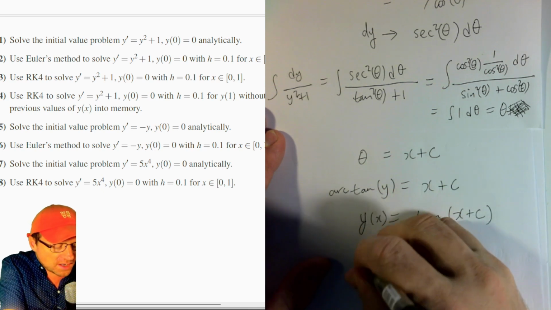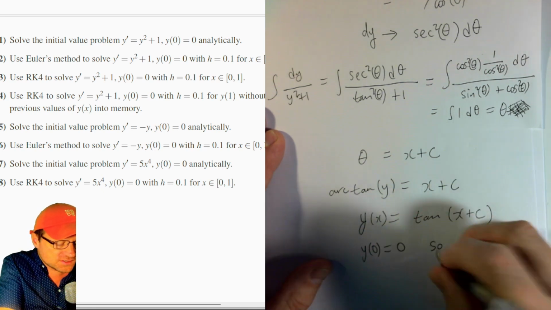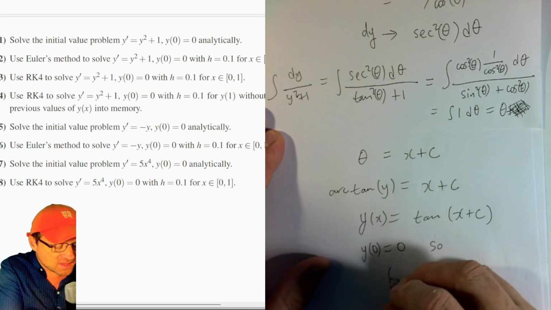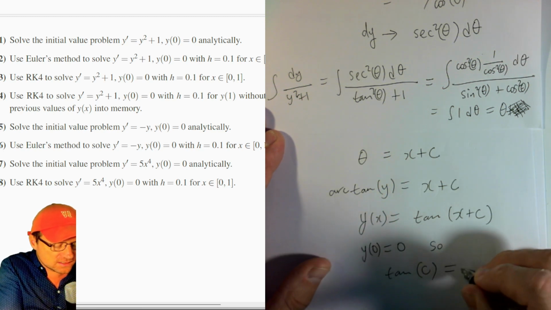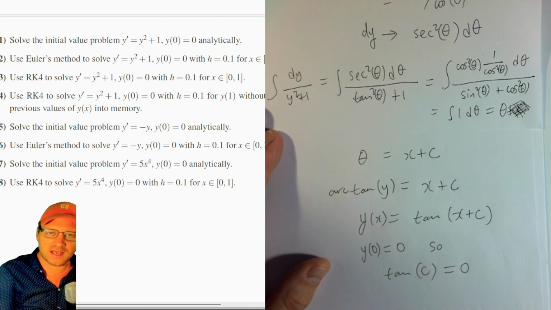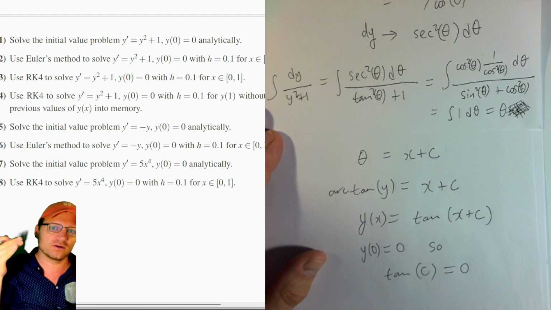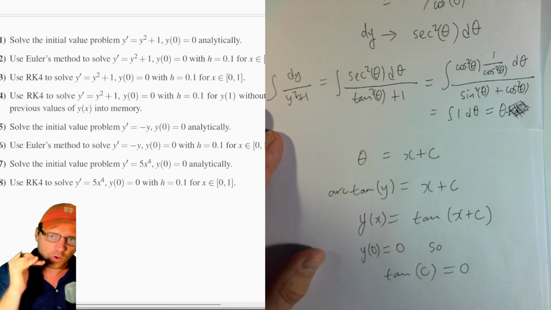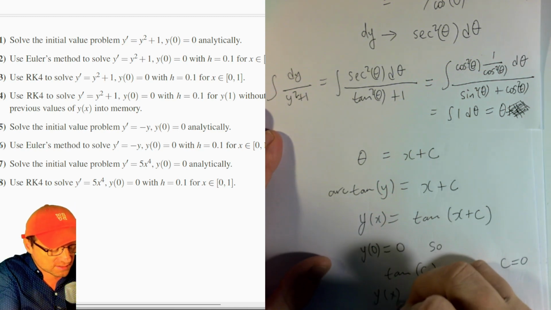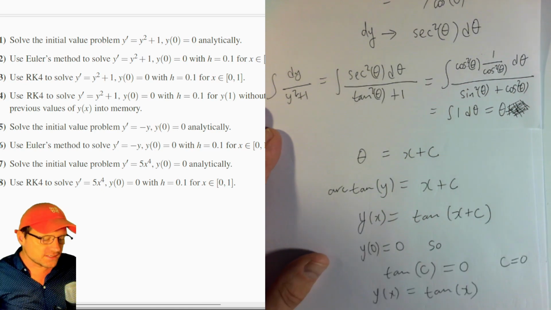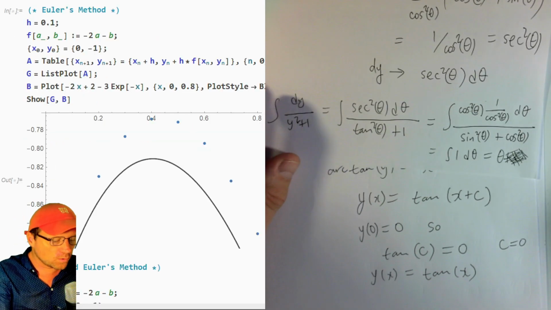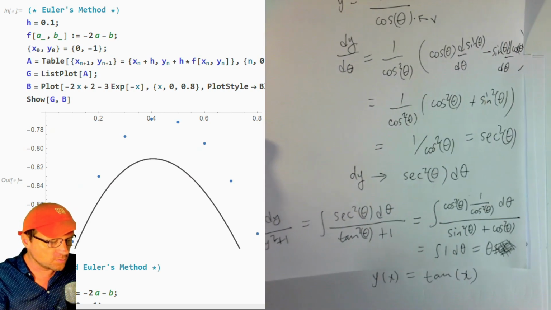Okay, now y of 0 is 0, so when x is 0, y is 0. So what we have then is tan of c is 0. And so we can have c equals 0 because tan of 0 is sine of 0 over cos of 0, which is 0 over 1, which is 0. So we get c equals 0. Okay, hence y of x is tan of x. All right, so now that we've done that, let's go to Mathematica where we can start running some numerical methods.